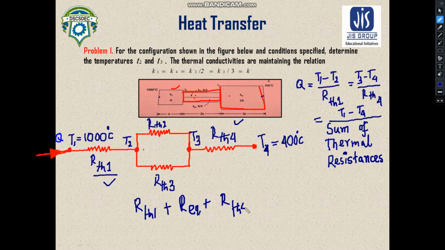Now I would like to find the individual thermal resistances. What will be the value of this RTH1? If you know, can you say? It is very simple. It is T1 minus T2, and this T1 is the temperature of this end.